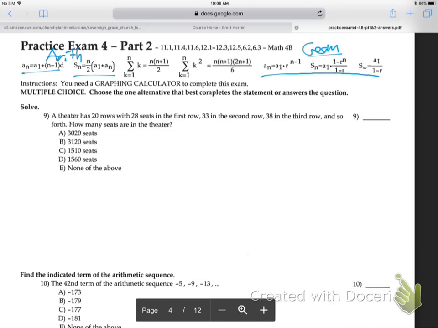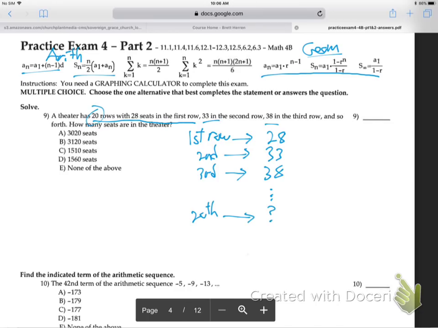Okay, a theater has 20 rows with 28 seats in the first row, 33 in the second, 38 in the third, and so on. How many seats in the theater? So let's see what they're saying. They have 28 in the first row, the second row has 33, the next row has 38, and so on, for 20 rows. Total seats. All right, so that's kind of what they're saying.